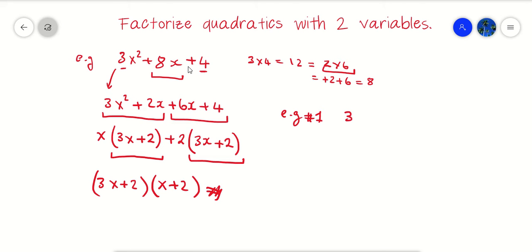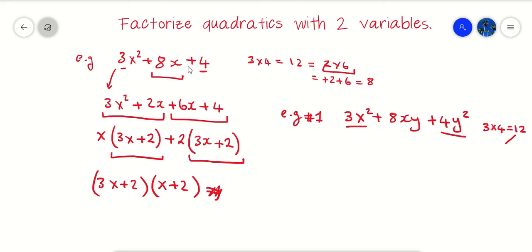Let's look at, if I have 3x squared plus 8xy plus 4y squared, and they ask me to factorize this. What will I do? I do exactly the same thing. I multiply the coefficients of the squared terms. Now here I've got two squared terms, 3x squared and 4y squared. I will multiply their coefficients, which is 3 for x squared and 4 for y squared. 3 times 4 is equal to 12. But I want to find the factors of 12 that, if I add them, will give me positive 8.